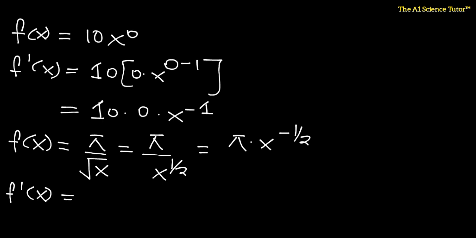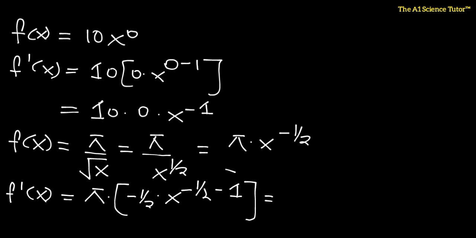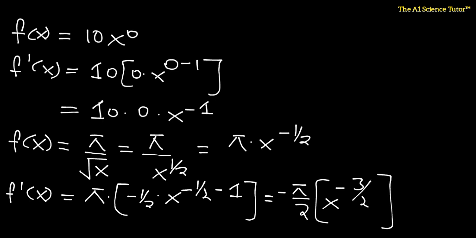So f prime of x will be pi multiplied by negative 1 over 2 multiplied by x raised to the power of negative 1 over 2 minus 1. Now, we have negative 1 over 2 minus 1. What is that going to give us? That should basically give us negative 3 over 2. Now, if you multiply negative half by pi, that should basically give you negative pi over 2, multiplied by x raised to the power of negative 3 over 2. So that is f prime of x.